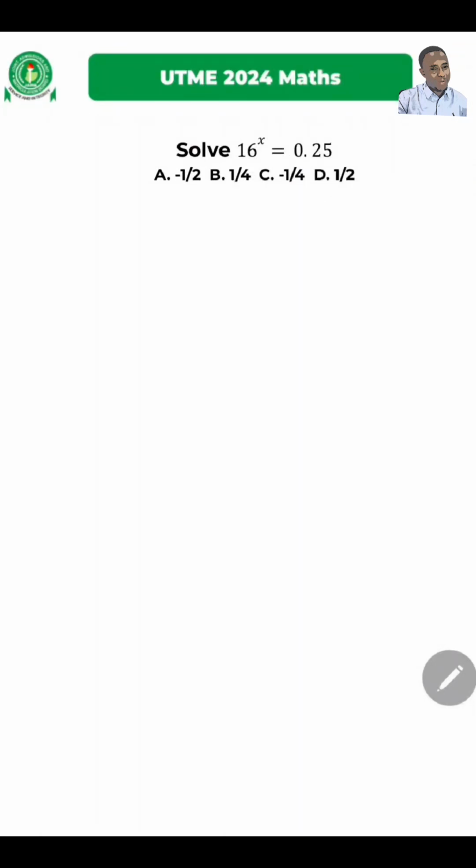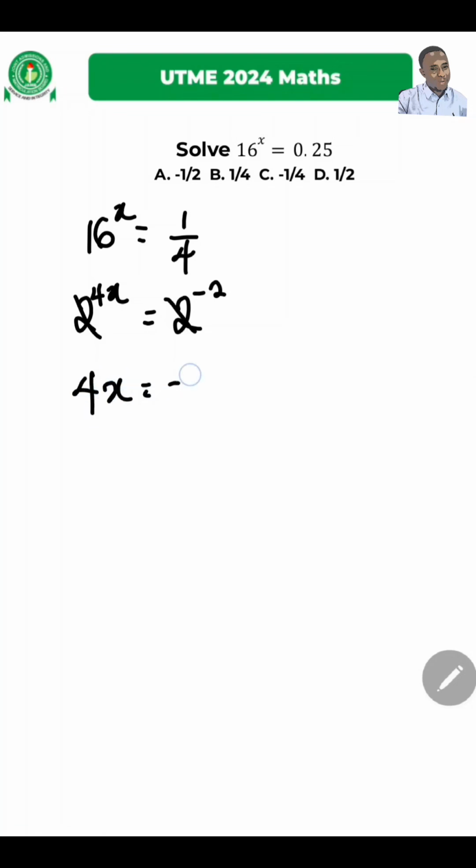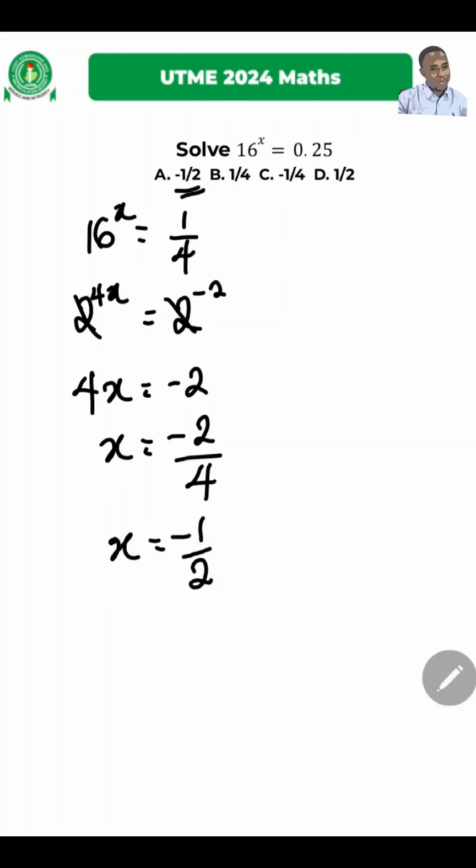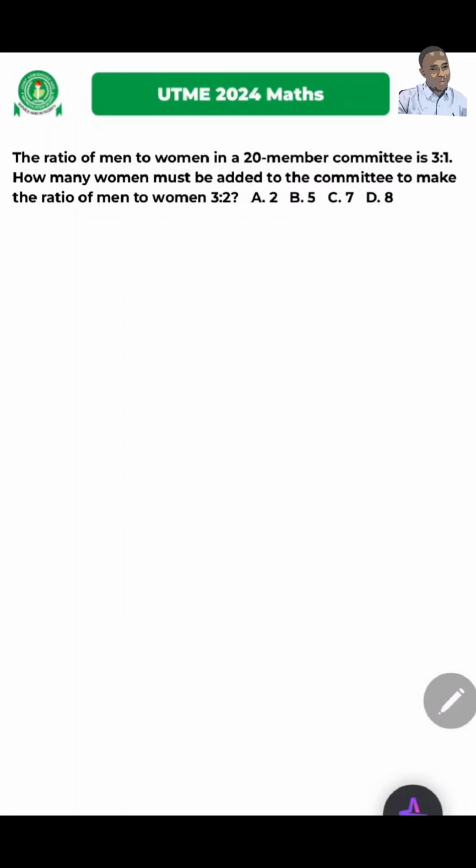Question 5. Solve 16 raised to x equals 0.25. So you have 16 raised to x equals 1 over 4. 16 is 2 raised to 4, so 2 raised to 4x, and 1 over 4 is 2 raised to negative 2. So you can equate both. You have 4x equals negative 2. So x equals negative 2 over 4. x equals negative 1 over 2. That is option A.